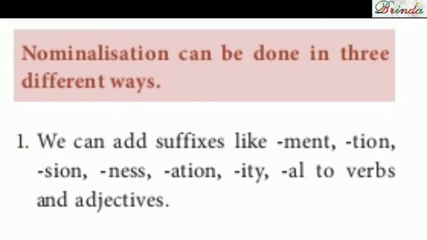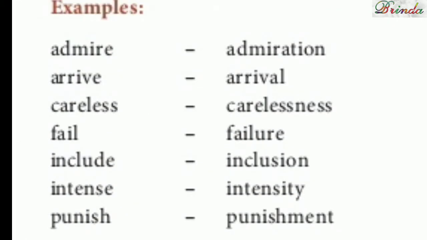First one is, we can add suffixes like ment, tion, sion, ness, ation, ity, al to verbs and adjectives. For example, admire, admiration, arrive, arrival, careless, carelessness, fail, failure, include, inclusion, intense, intensity, punish, punishment.